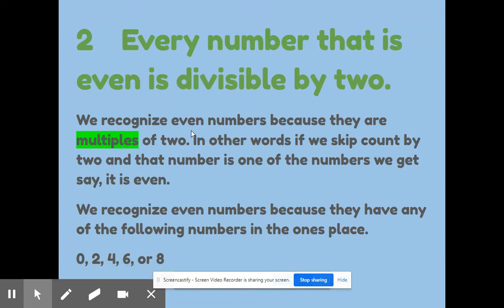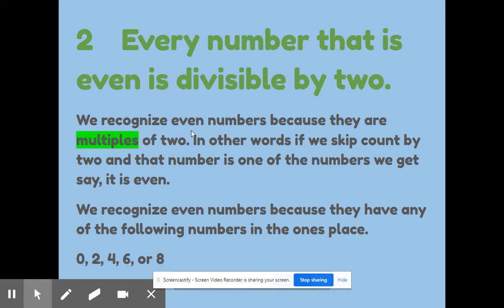So let's start with 2. Every number that is even is divisible by 2. We talked about that yesterday. As a matter of fact, prime and composite numbers and divisibility rules, those 2 lessons are like twin sister lessons. They complement one another perfectly, okay?